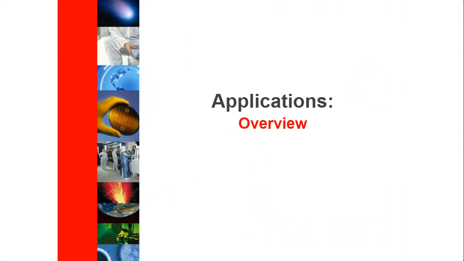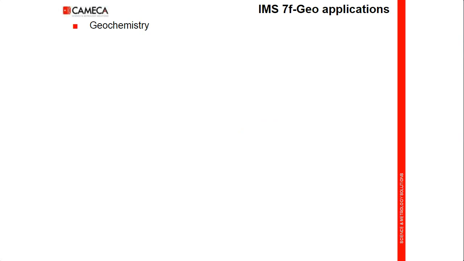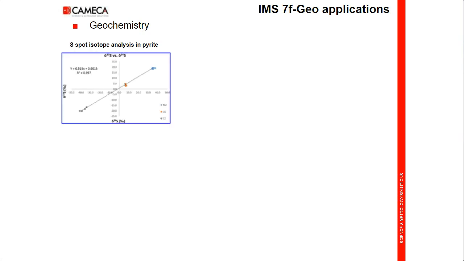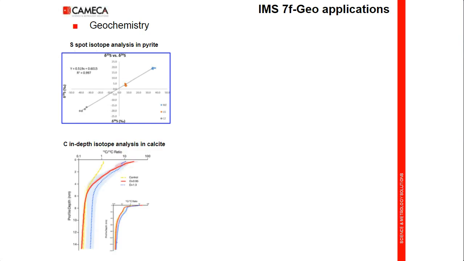I will start by a brief overview of the 7f-GEO application. I will show here a few examples of 7f-GEO applications. For example, for geochemistry, there are studies of spot isotope analysis, for example, sulfur in pyrite. We see here an example of carbon in-depth isotope analysis in calcite. I will show it more in detail afterwards.